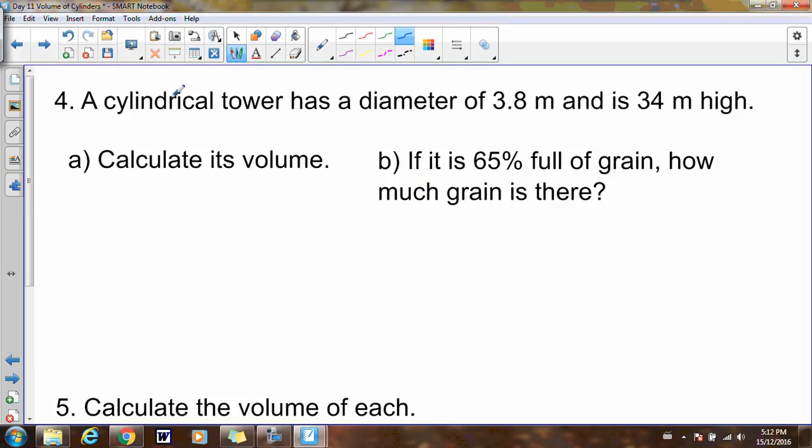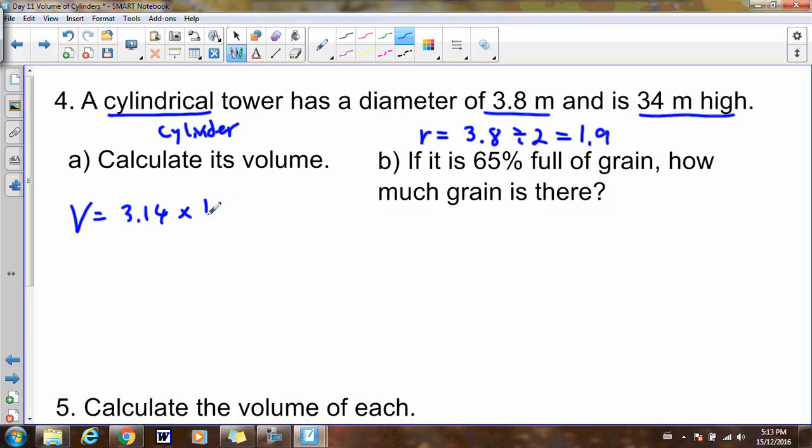Okay, the fourth question we have here is a cylindrical tower. So again, this word problem is basically saying there's a cylinder, and it has a diameter of, okay, again 3.8, and it's 34 meters high. So once again, we need to find the radius first, right? So we take the diameter, and what do we divide by? By 2, right? And you're going to get 1.9. So to find the volume, just do 3.14 times 1.9 times 1.9 times 34, right? And you're going to get 385.4 meters cubed.